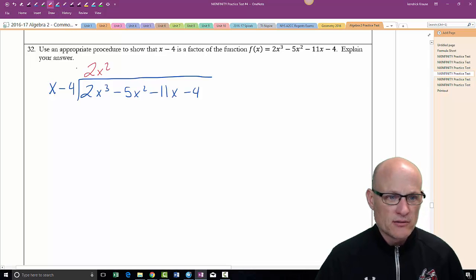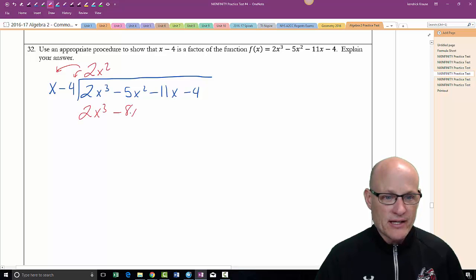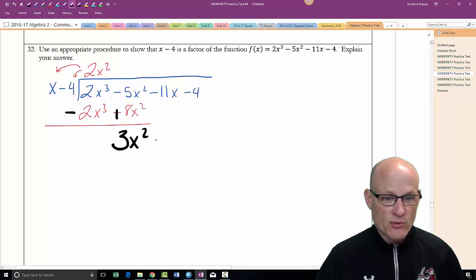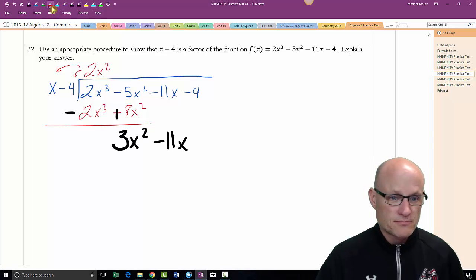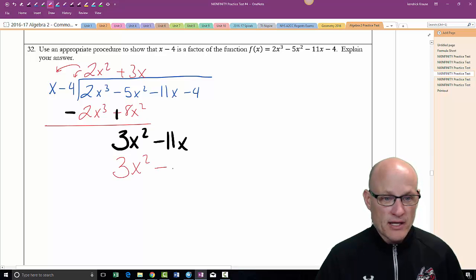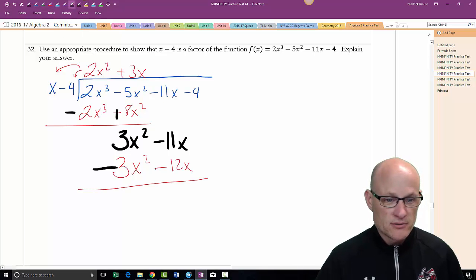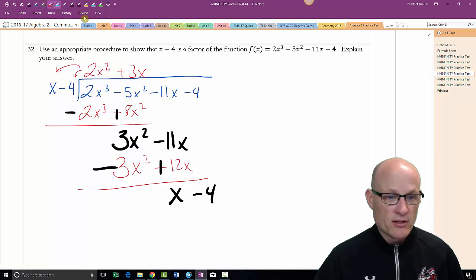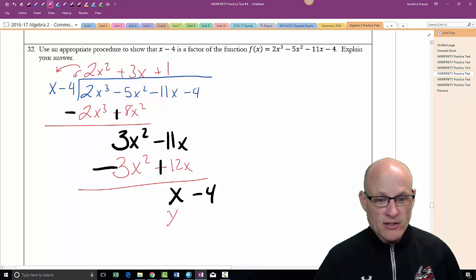So I put 2x squared, multiply by both. I get 2x cubed minus 8x squared. Don't forget, we're going to subtract, add. So I get 3x squared minus 11x. So plus 3x squared minus 12x. Don't forget, we're going to subtract. And I get x minus 4. And I put a plus 1 here at the end. X minus 4. And we're going to subtract, and we get 0.